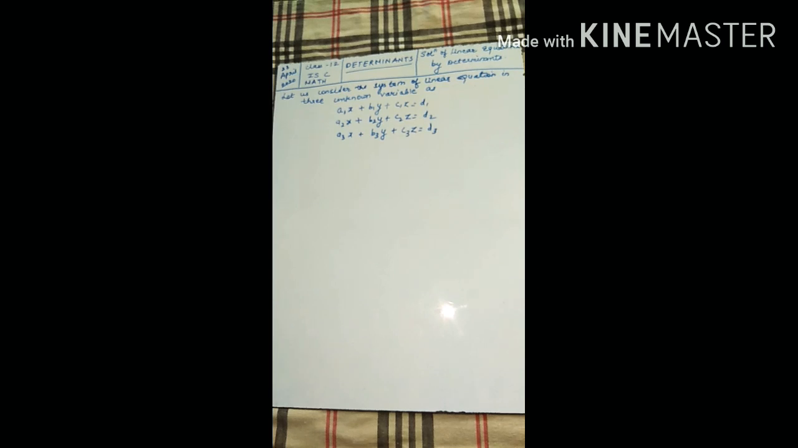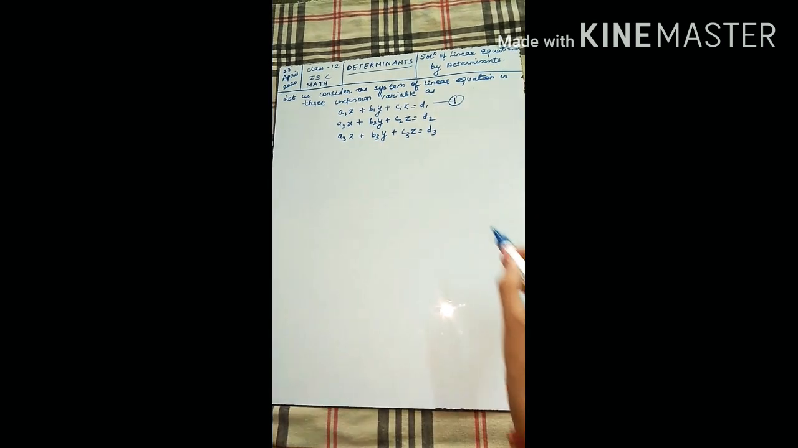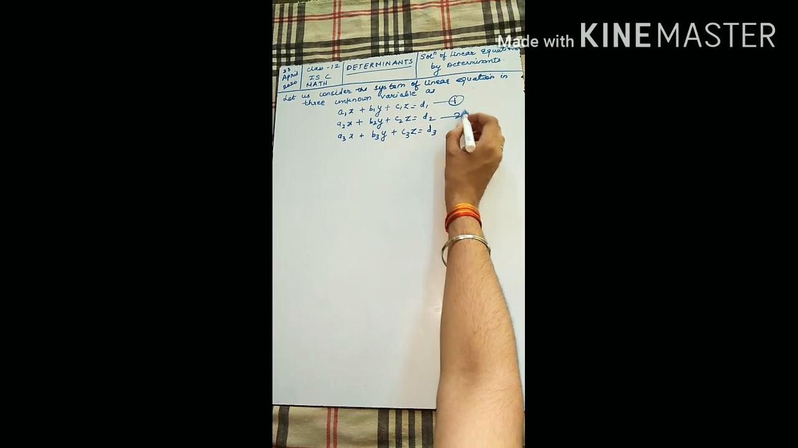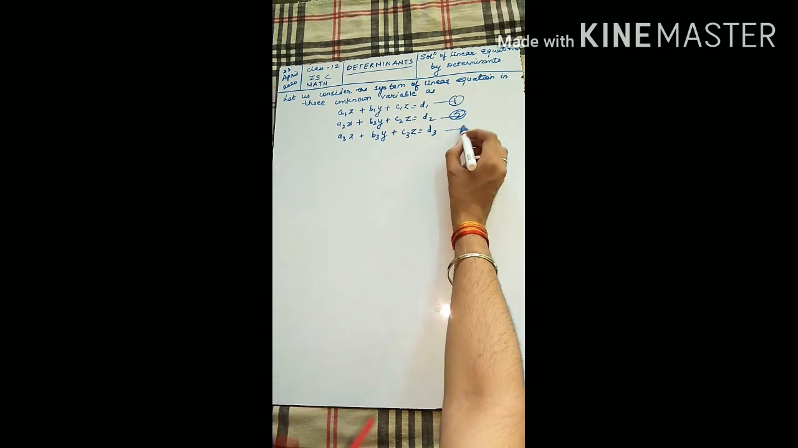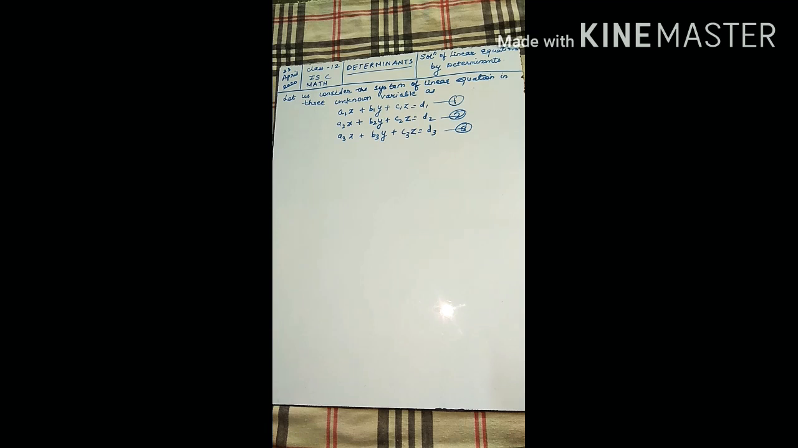a1x plus b1y plus c1z is equal to d1. That is the first equation. Okay, a2x plus b2y plus c2z is equal to d2. Second equation. a3x plus b3y plus c3z is equal to d3. That is the third equation. Okay, let us consider this type of equation.